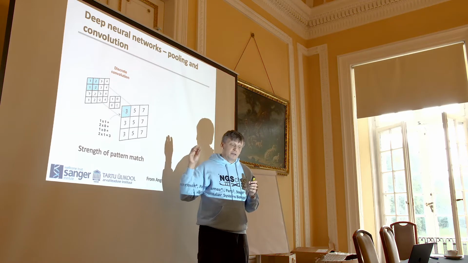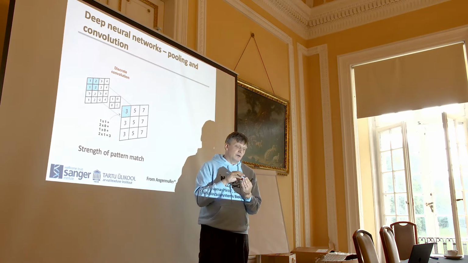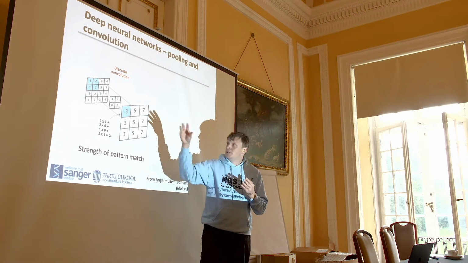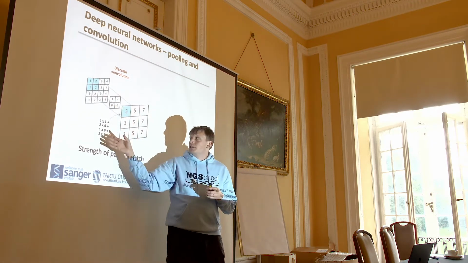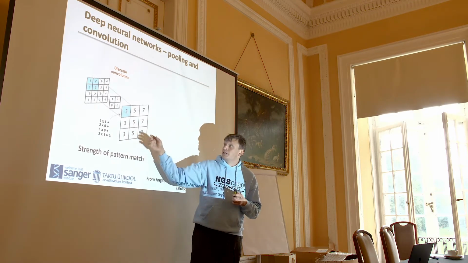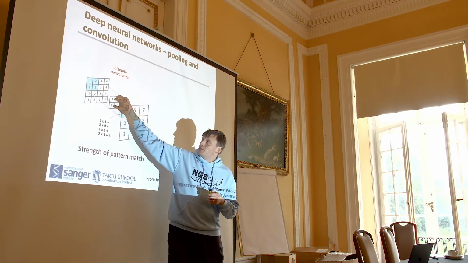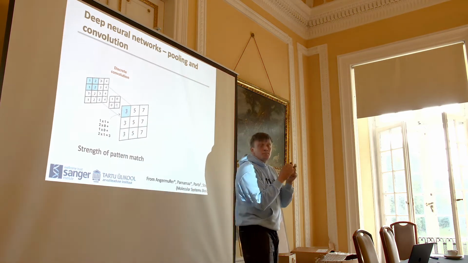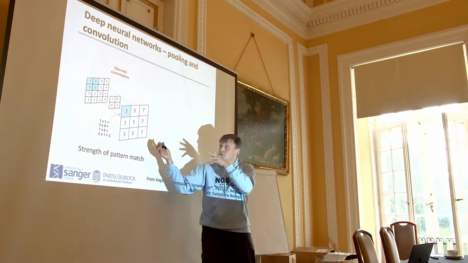And you can assess the fit of this filter, or the strength of such signal, to a particular place in your input by simply doing the dot product and recording it in the next layer. So in this case, if you match this filter to this place in the input, you just multiply it element-wise and add up to get 1 times 1 plus 2 times 1 is 3.